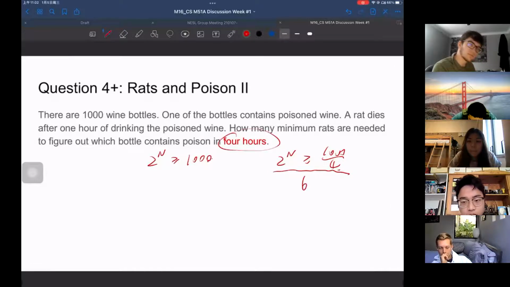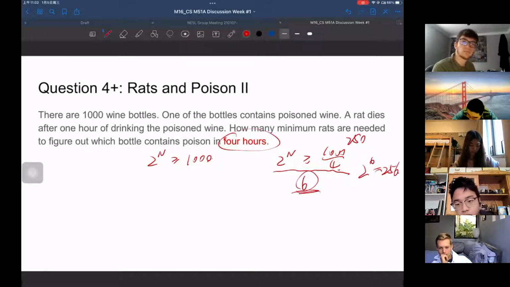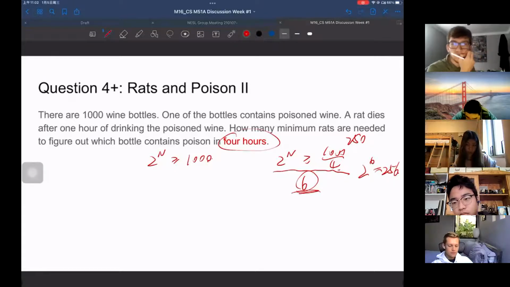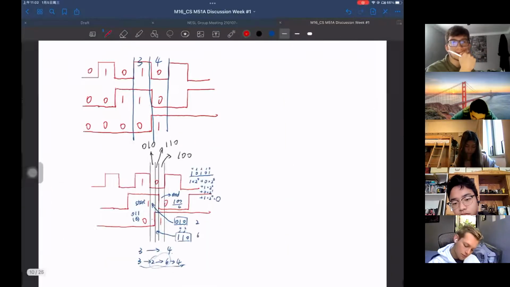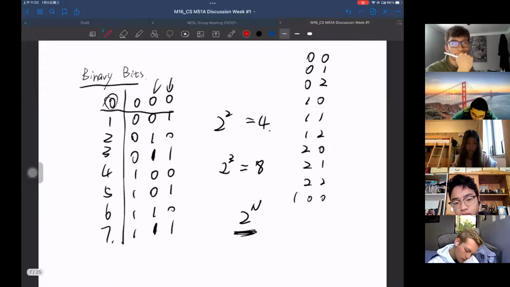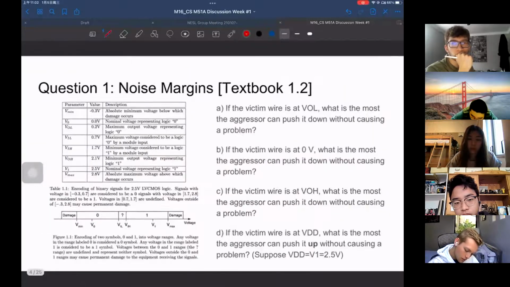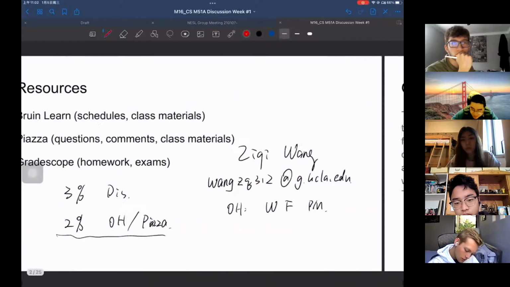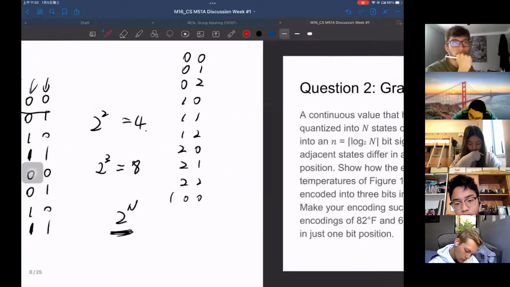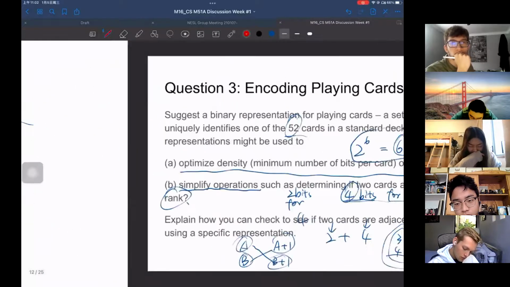This should give you 6 bottles if I'm correct. This is 250, so 2 to the 6 is 256. So we need 6. But I can propose something slightly better, only slightly better. Remember, when I gave hints, I talked about there being not only binary, but also trinary, or maybe quinary. In this case, is it possible?